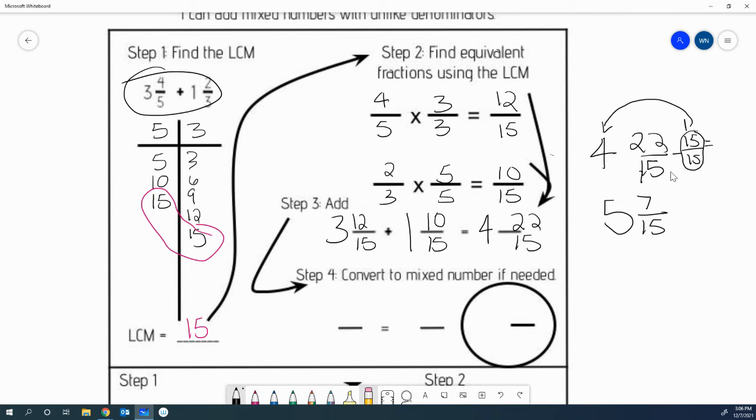So let's review there. I said 22/15 minus 15/15, which equals 1. I gave that 1 to the 4, and I ended up with 5 7/15. 5 7/15 was your correct answer. Make sure you have this thing on the side written on your paper somewhere. I wrote it off to the side just so I had a little bit more room, but you can write it wherever it will fit.